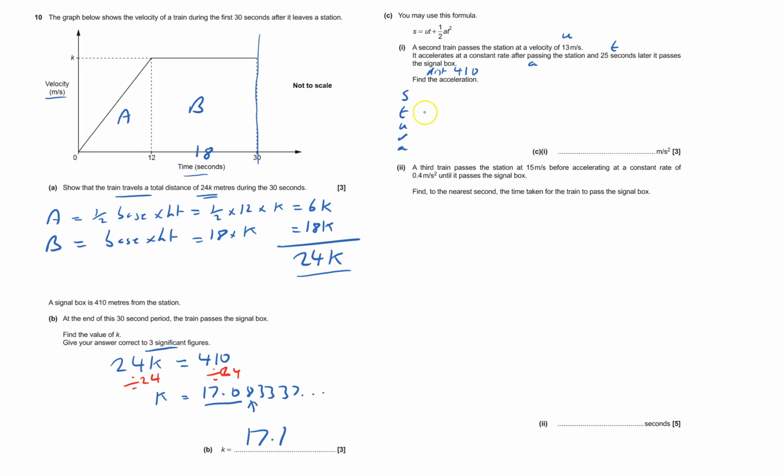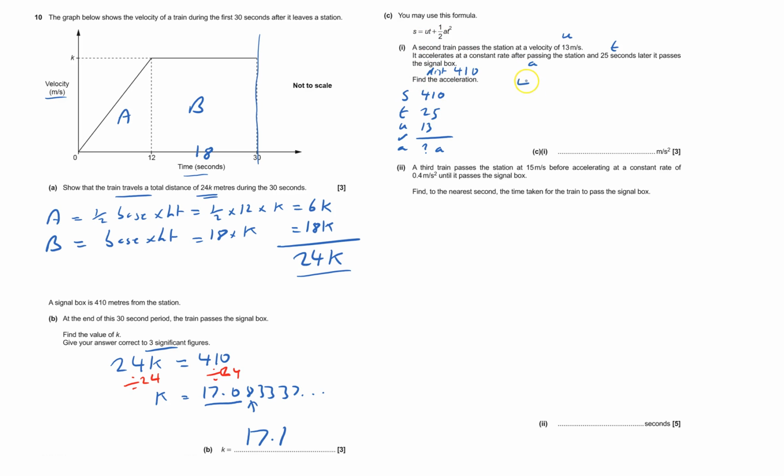The reason why SUVAT works is it sort of collects all the information. Distance travelled 410, that's s. t is 25. u, the initial velocity, is 13. v doesn't tell us about, and a is what we're trying to find out, so we'll put a question mark. The formula doesn't have a v, so we really don't care about the v. So now we put everything in here.